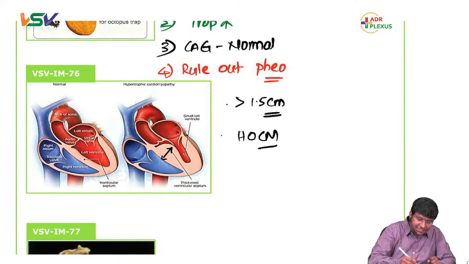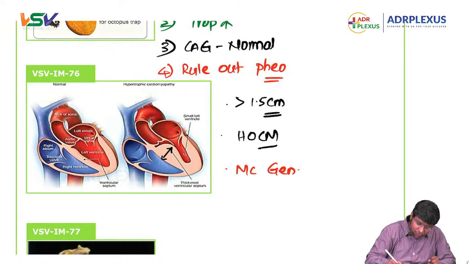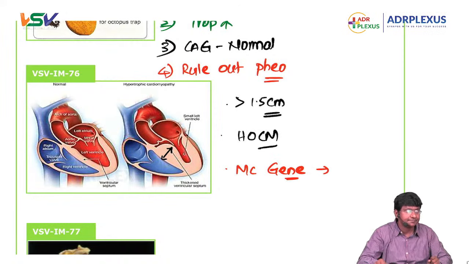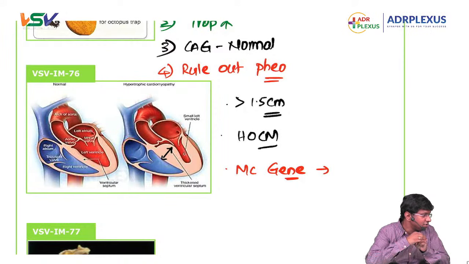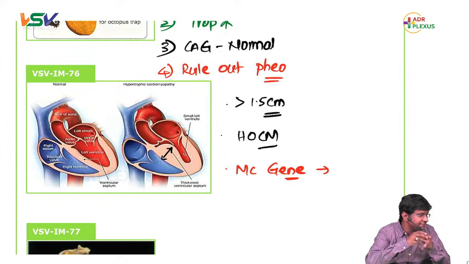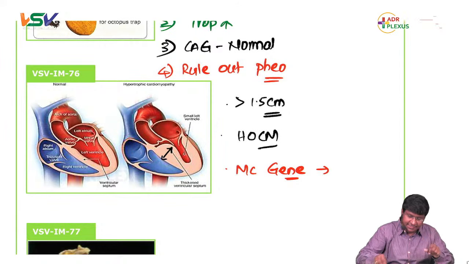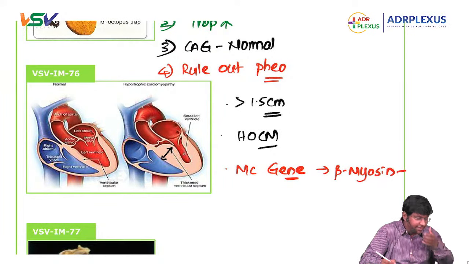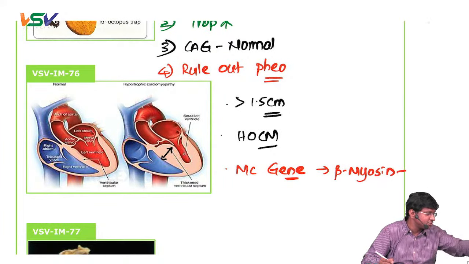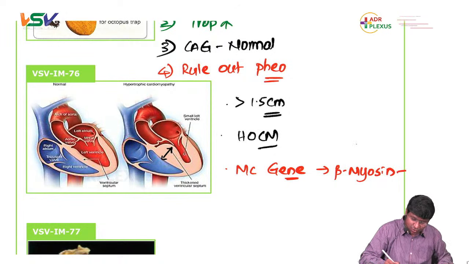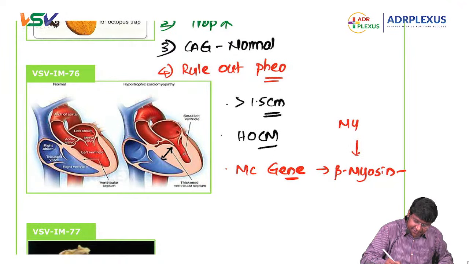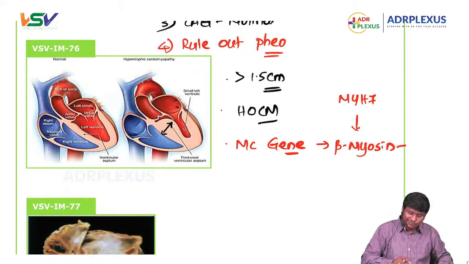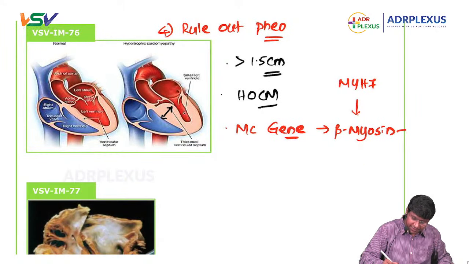And in patients with HOCM, what is the most common gene that is affected? Yeah, that is the beta myosin gene, which is present on which chromosome? Right, it is actually the beta myosin protein, which is coded by MYH7, right? And it is present on chromosome 14.